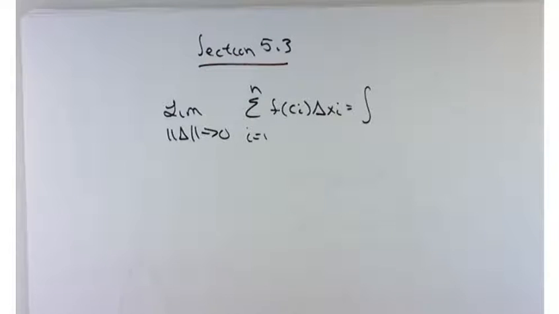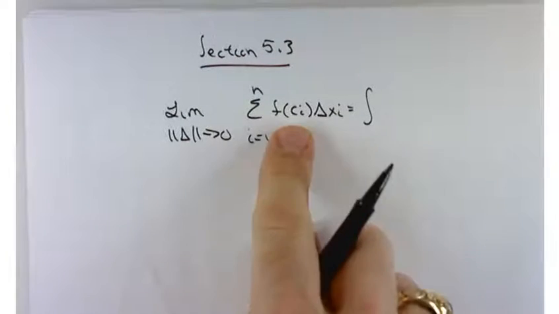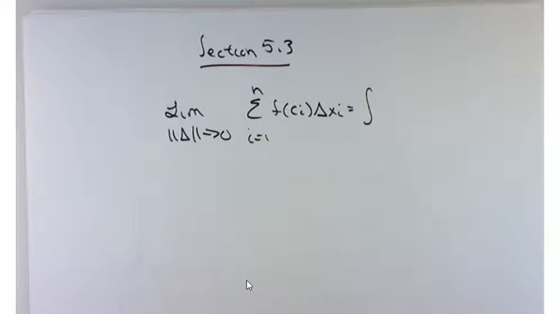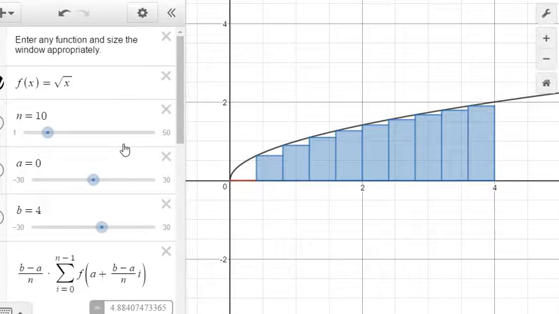So in section 5.2 we were working with sums like this, and let's recall what this represented. We were trying to find the area underneath a curve by using a bunch of rectangles. We divided up that curve into a bunch of subintervals, and at each subinterval we found the height of the rectangle by plugging a value of x into the function. That gives us the height times the width. Add up all those areas and we had an approximation to the area underneath the curve.